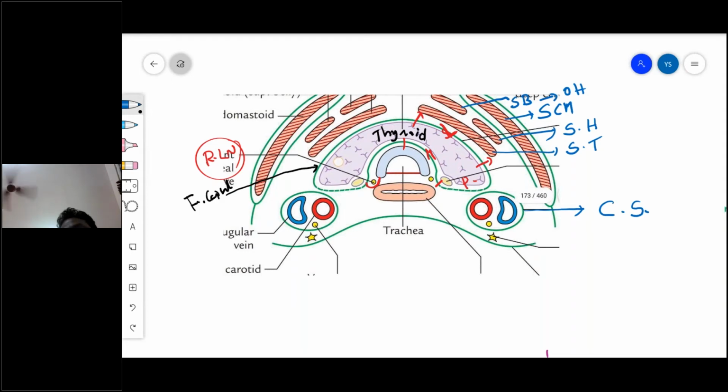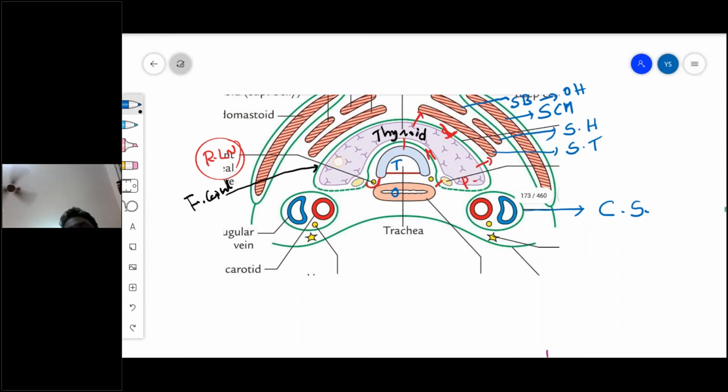CS, carotid sheath. Posterior surface is related to the carotid sheath and its contents. Now we come to the medial surface. The medial surface is related to two tubes: number one, trachea, and number two, esophagus. I'm labeling them in blue color. And also, this surface is related to two nerves.